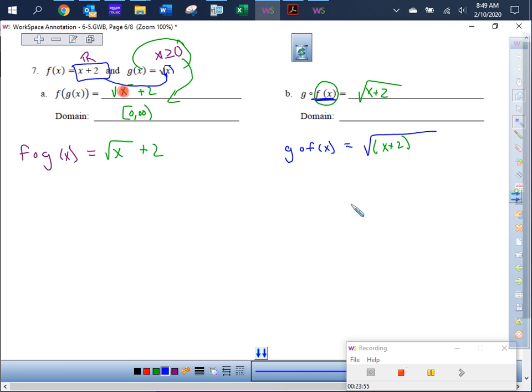If you need a little help figuring out your domain, you could always just take what's under the radical, regardless of what it is, and say it can't be negative. And remember, the way to say can't be negative is this, greater than or equal to 0. That's how you say can't be negative. And then solve for X. So isn't our only move to subtract 2 over from that side? So X has to be greater than or equal to -2. This is our domain. Let's see if we can put it in interval notation.